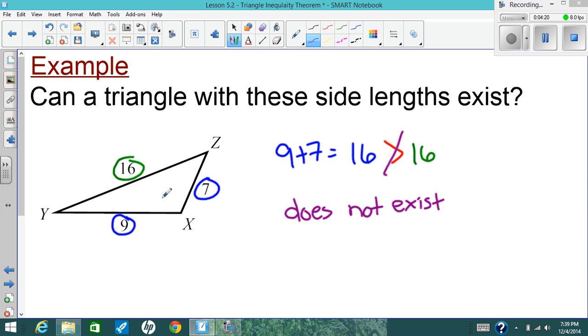Now, even though I drew a triangle and labeled these sides, I didn't draw them to scale. I just labeled the numbers. So this triangle is not drawn to scale. So I could not actually draw a triangle with these three side lengths.